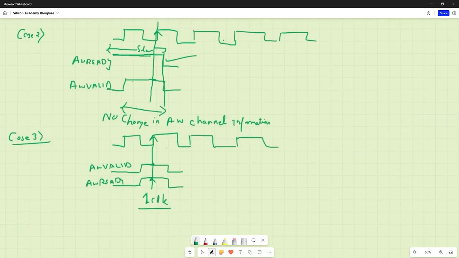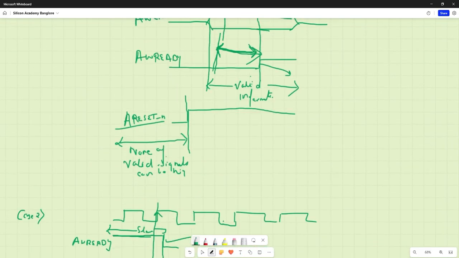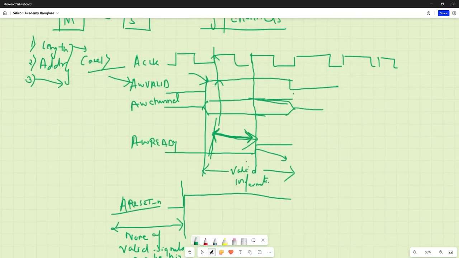So similarly, for the previous case, from the time when valid gets asserted until the ready gets asserted, we cannot change the information that is present over the AW channel. Okay, so this is the point where the change cannot happen in the AW channel info.